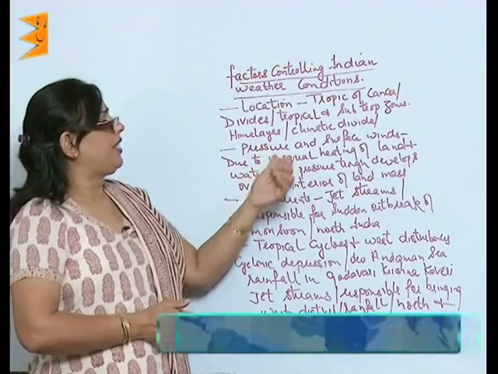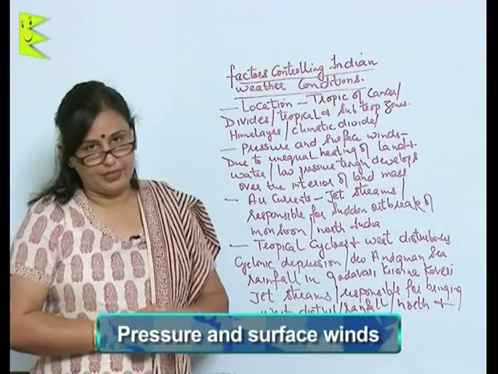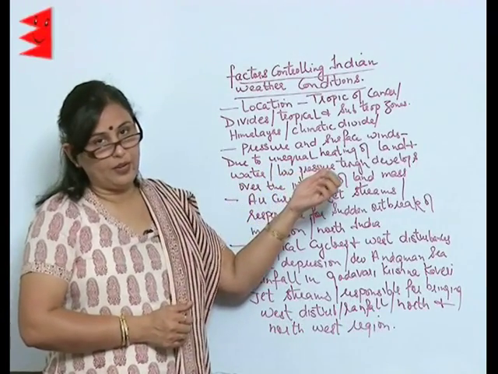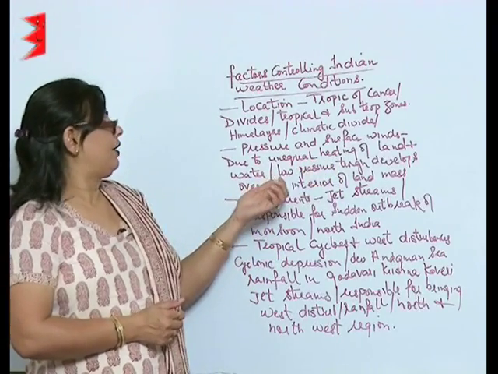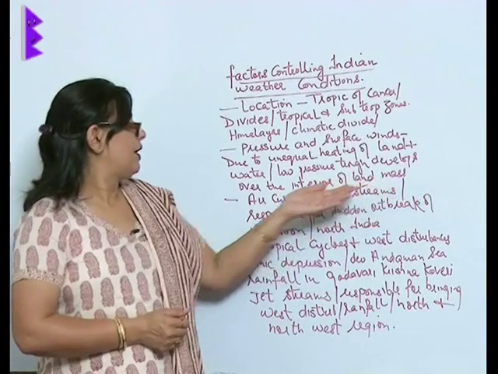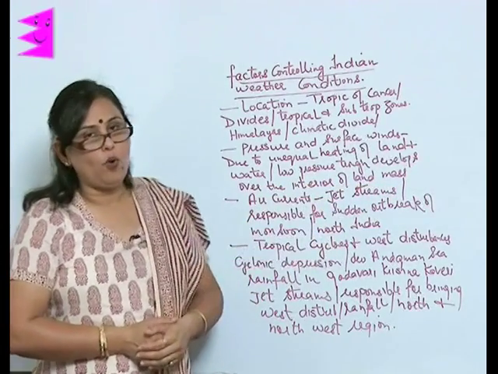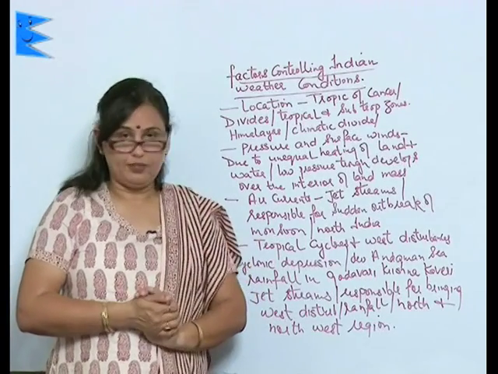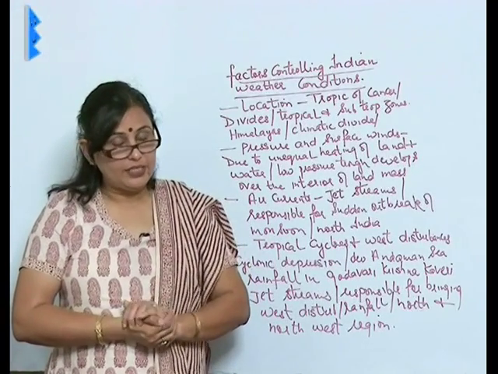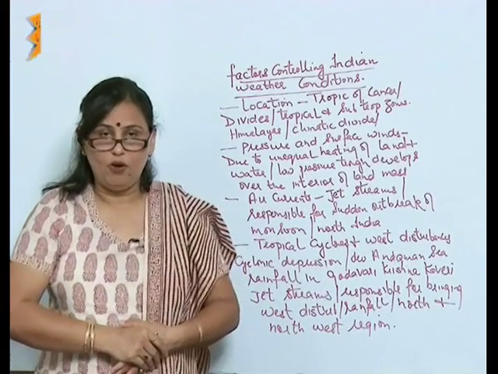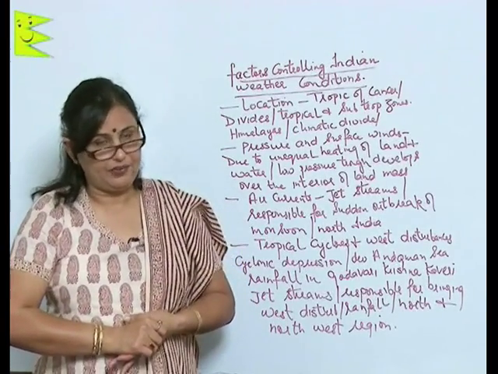Second is the pressure and the surface winds. See, due to the unequal heating of land and water, a low pressure trough develops over the interior of the land mass, and I have told you what a trough is. So, this is again having an influence on the making of the weather of the country.